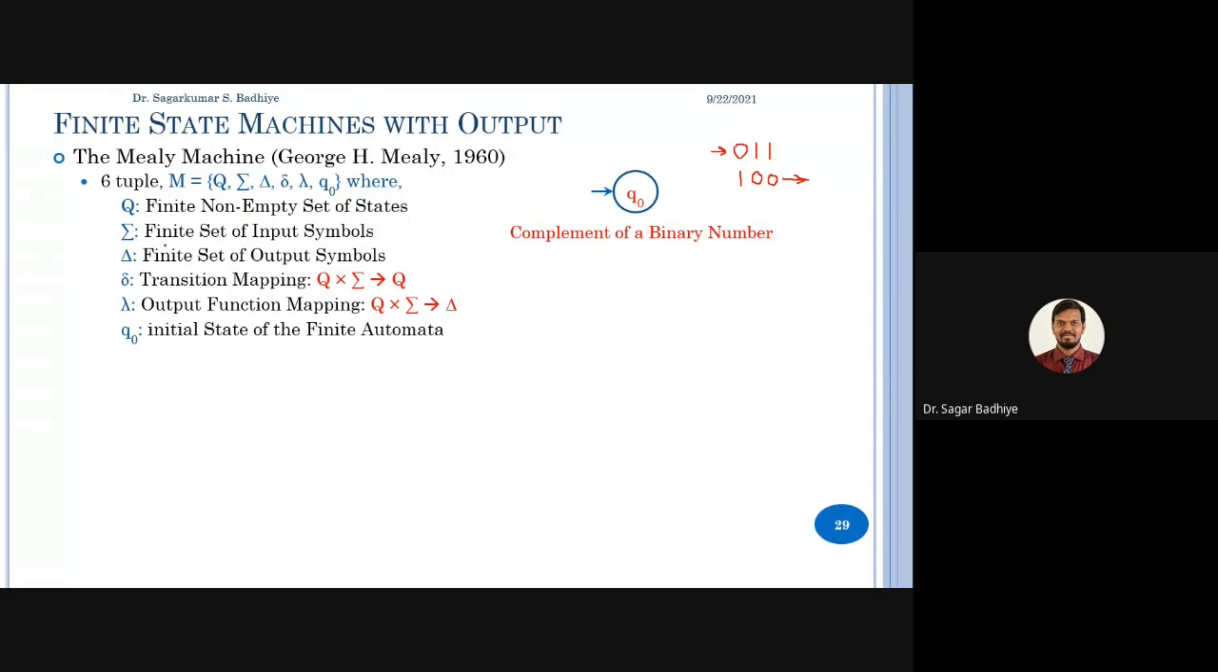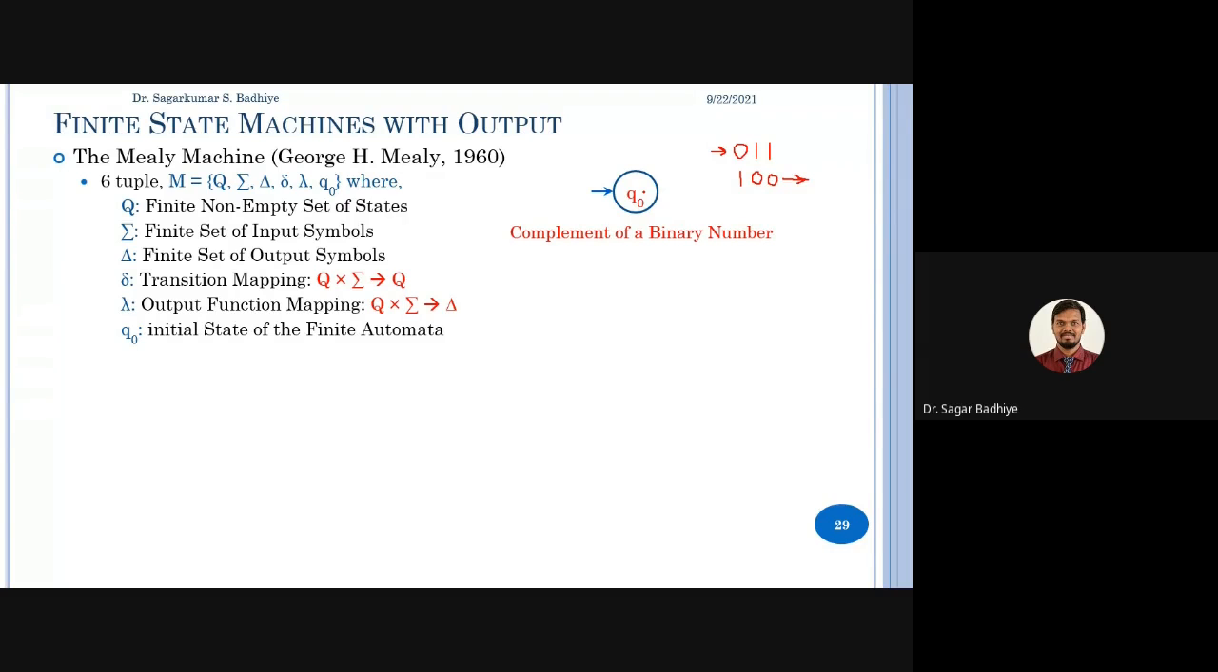Here, in case of a finite state machine with output, I have not represented any state as a final state, right? Because there is no concept of a final state. We are just interested in the output which is produced by the machine. Earlier, the final state was very important in case of DFA and NFA because we were recognizing or accepting a particular string, right?